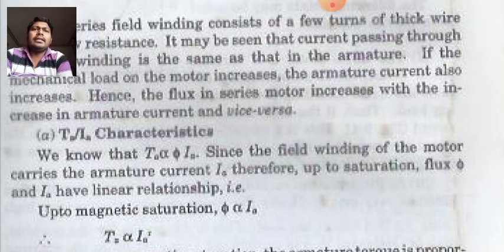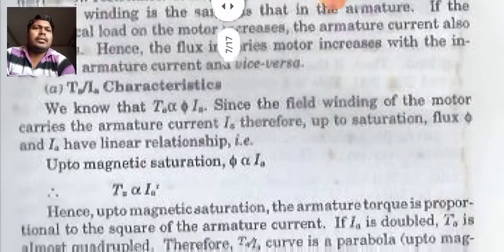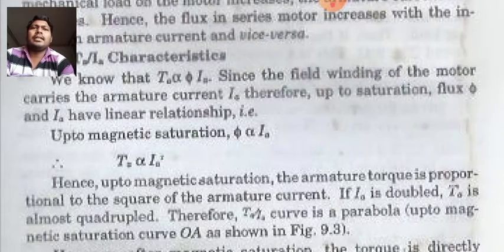Since the field winding of the motor carries the armature current, we can say that up to saturation, phi and Ia have a linear relationship. That means phi is proportional to Ia. Again, up to magnetic saturation, this flux is proportional to armature current. So, up to magnetic saturation, the armature torque is proportional to the square of the armature current.